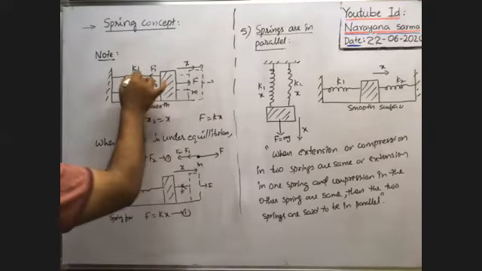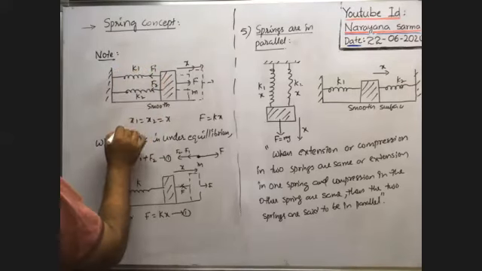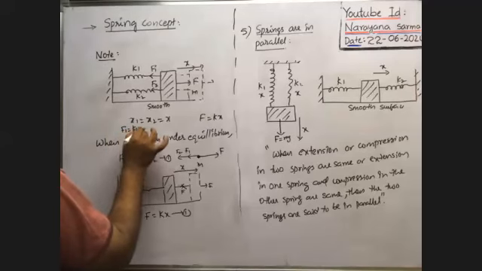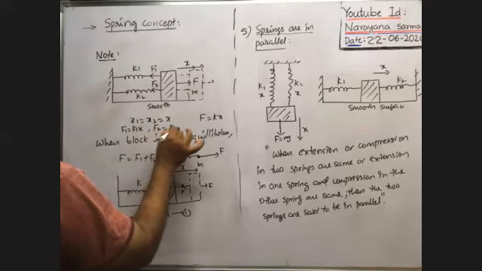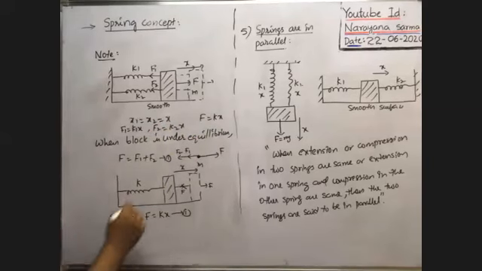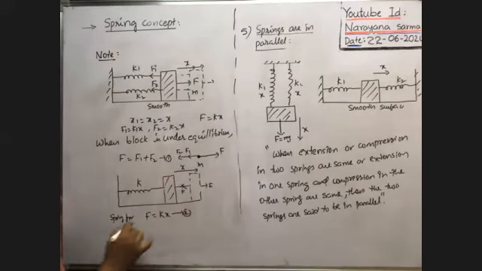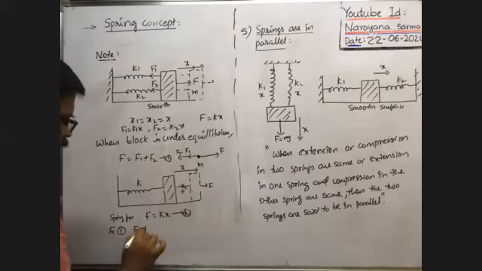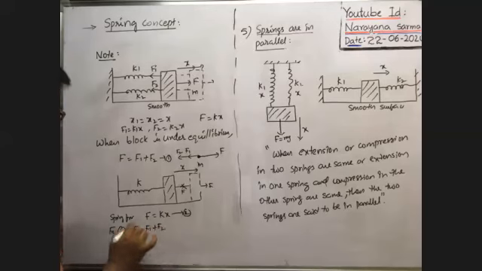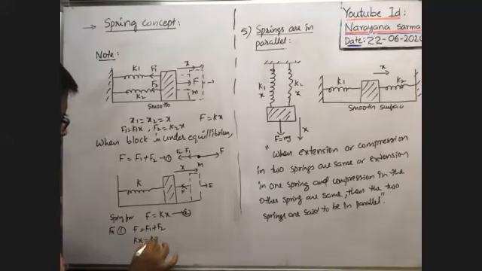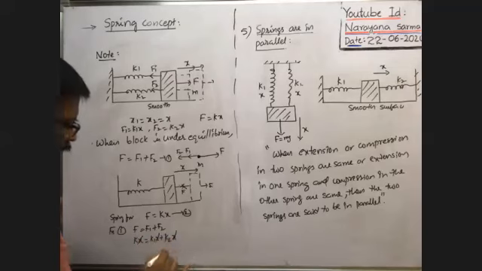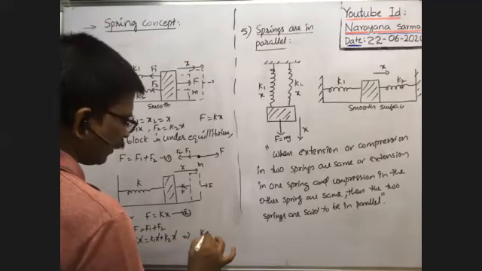Next, the spring force developed in each spring: F1 is equal to K1 into X, and F2 is equal to K2 into X. Now, from equation 1, F is equal to F1 plus F2. F is equal to Kx, F1 means K1 into X, F2 means K2 into X. X cancels. Then K is equal to K1 plus K2.